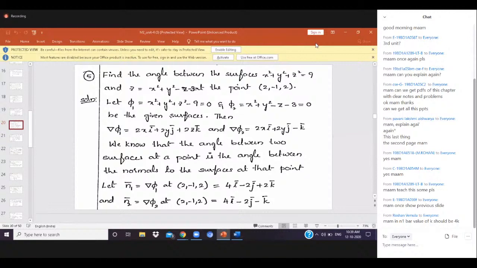In n1 bar, the value of k should be 4k. N1 bar is 4i bar minus 2j bar plus 4k bar, the value is okay, 4k. Yeah ma.